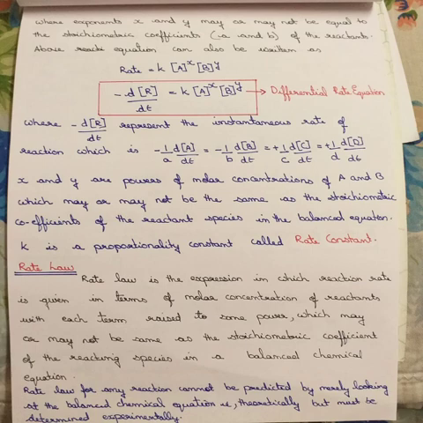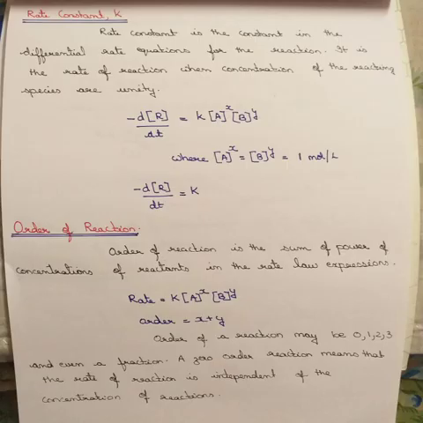So, we have to find out the x and y. Rate law, differential rate law. The differential rate law is minus d[R]/dt is equal to k into [A] raised to x into [B] raised to y.